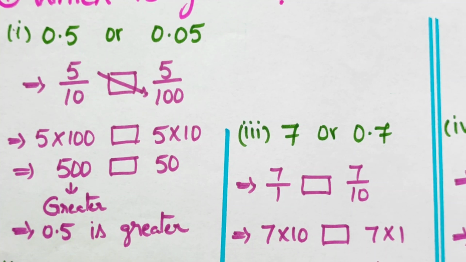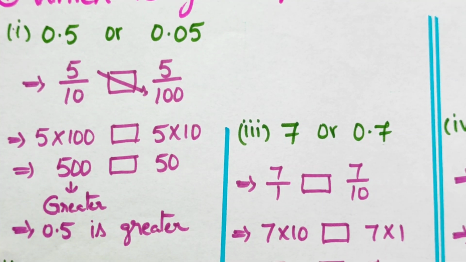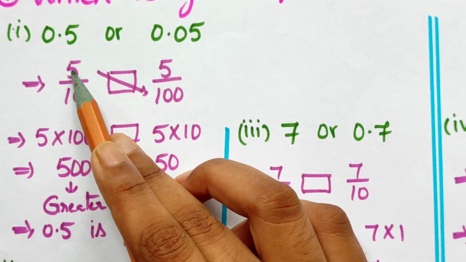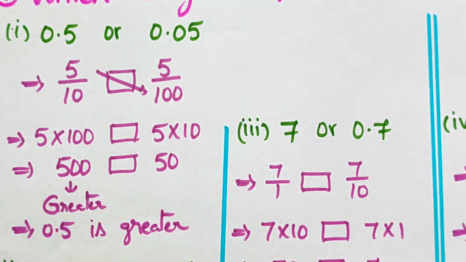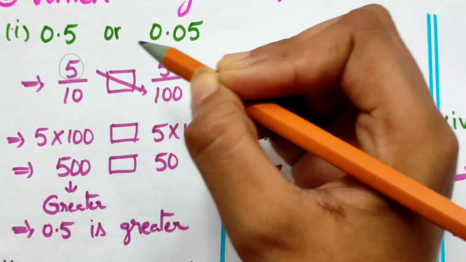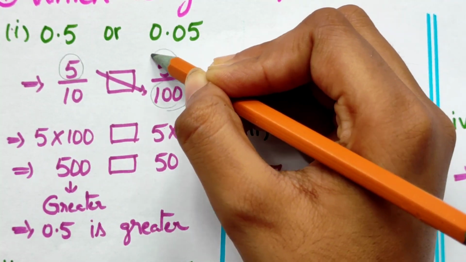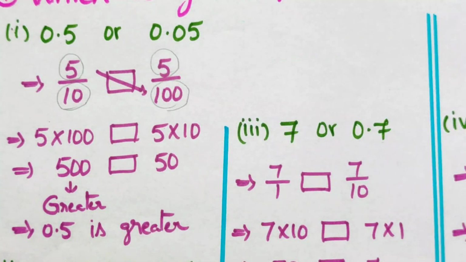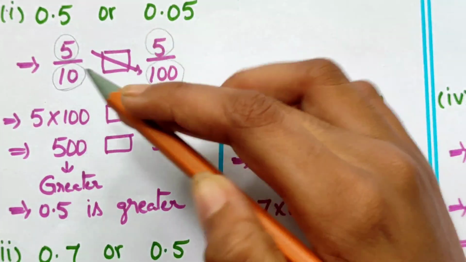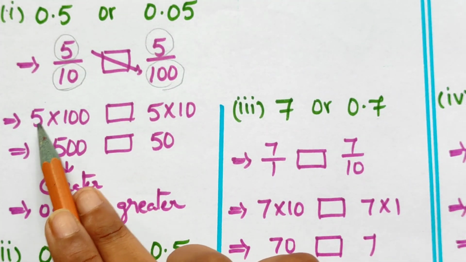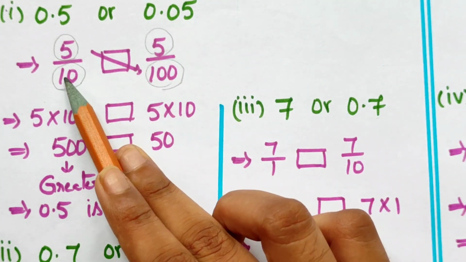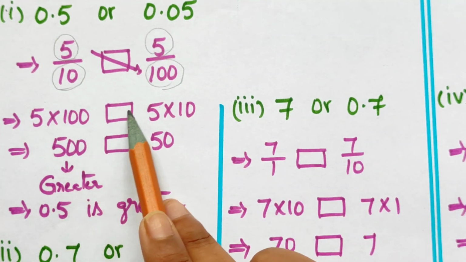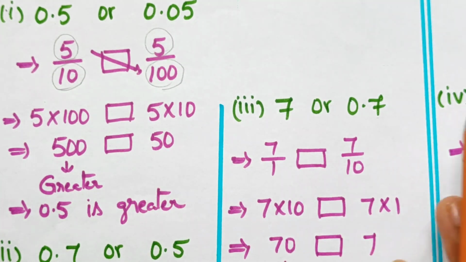Now let us do cross multiplication. Cross multiplication should always be numerator multiplied by denominator. First we write the numerator, then the denominator, and here also first the numerator, then the denominator. Now 5 into 100, numerator into denominator, blank here, then 5 into 10.